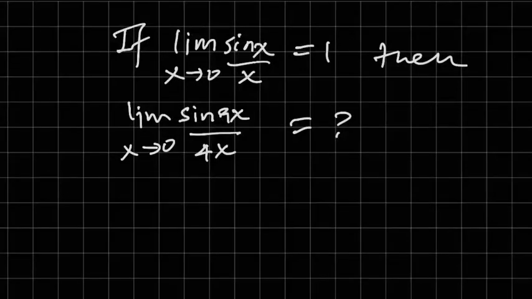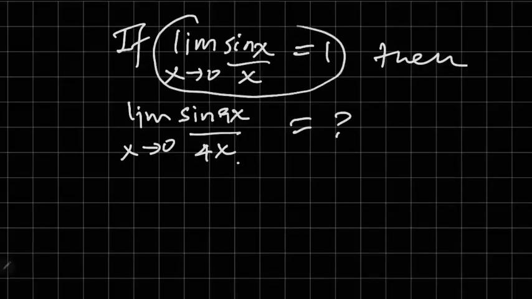We are going to see how to solve the limit of sine of 9x over 4x as x goes to 0. But sine of x over x as x goes to 0 is 1. So we are going to do this one, sine 9x over 4x, based on the known limit. This is a known limit.